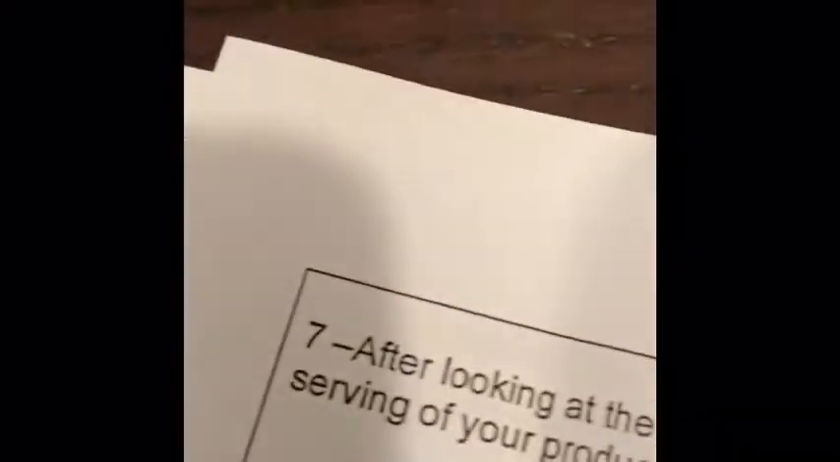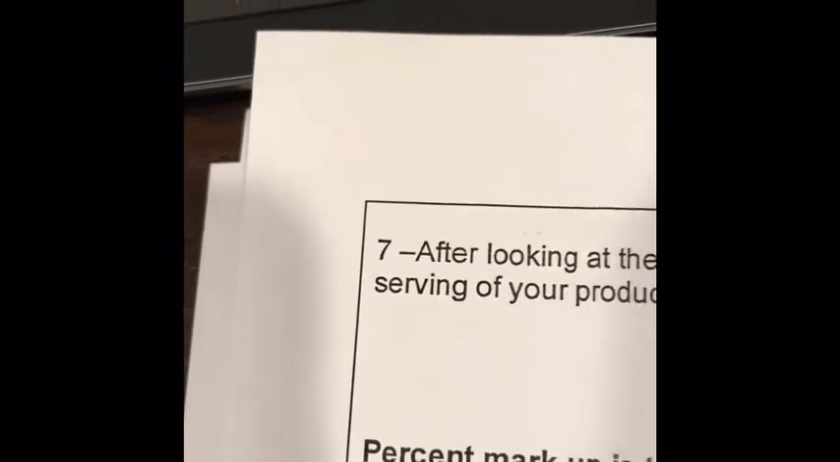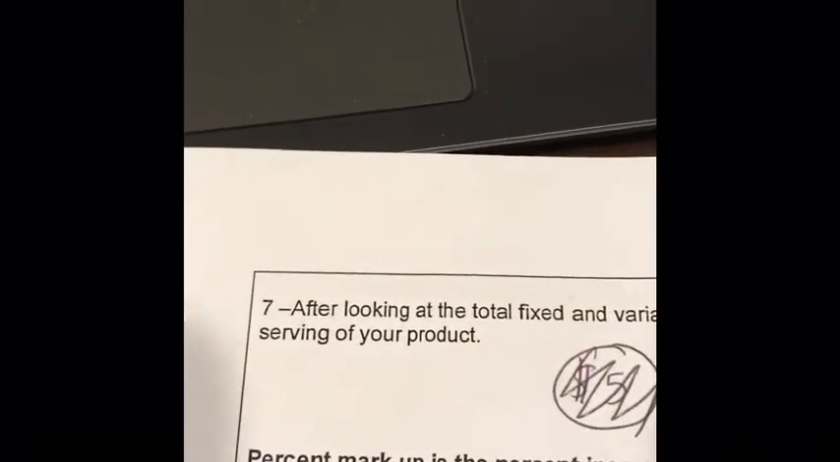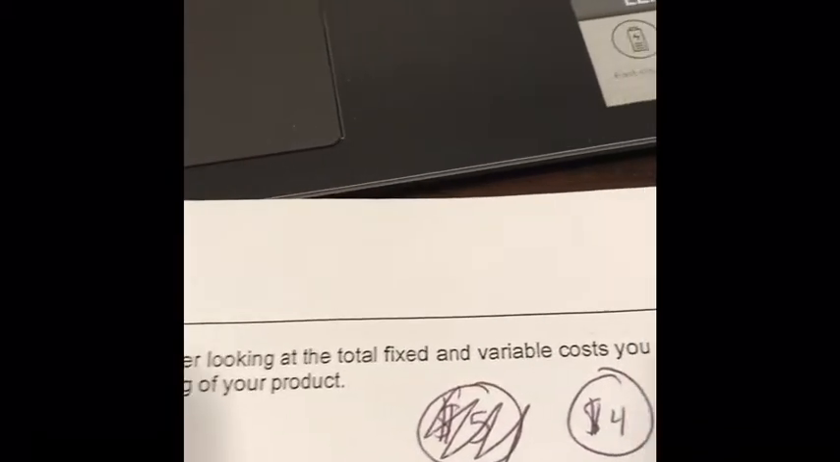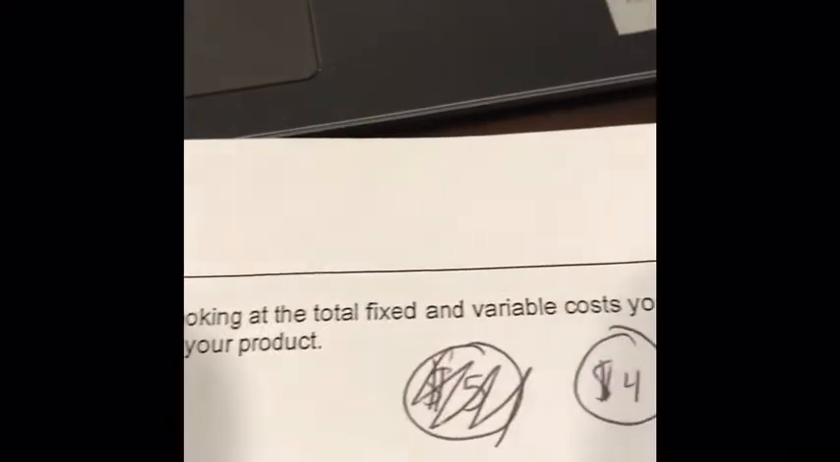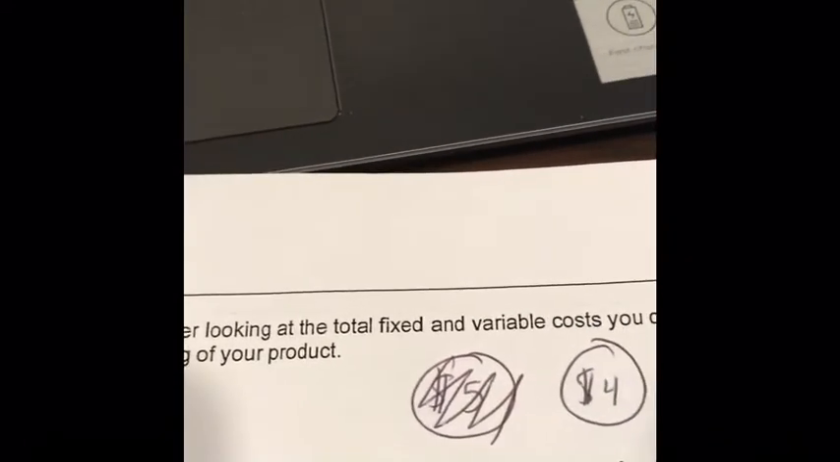All right, so number 7 is kind of your own guess. The way I look at number 7 is after you look at the total fixed and variable costs you calculated, decide how much you'll charge for 1 serving of your product. That's really up to you. I chose $4. Well, first I started with 5, then I started with 4. So you can change this. After you calculate it, you can change how much money you want to make.